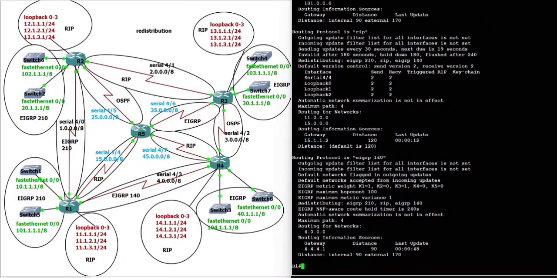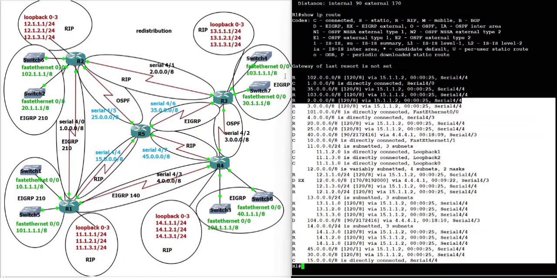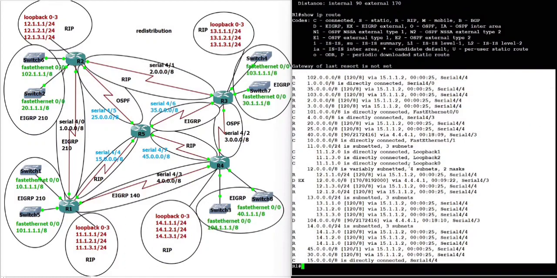On router 1, show IP route. You can see we have successfully configured the redistribution.